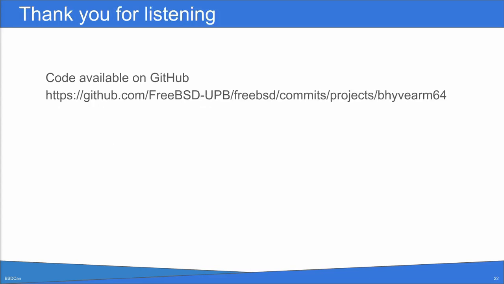The code is currently available on GitHub. The branch is bhyve-arm64, the branch we are currently working on for the refactoring purposes.